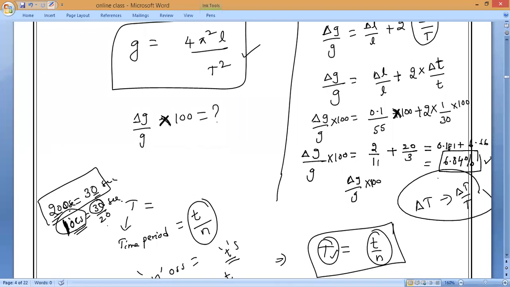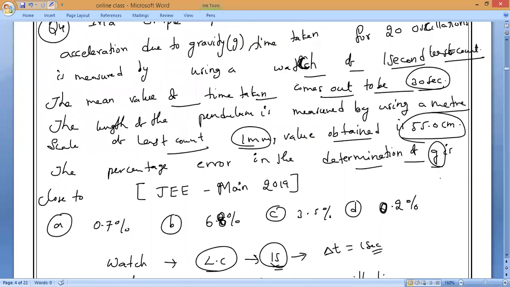So what is the correct answer? Verify it. A, B, C, D. What is the correct answer? Option B. This is actually a 4 mark question in 2019 JEE. If you have done it correctly, you will get the 4 marks. But if you have made a mistake, you will get -1.